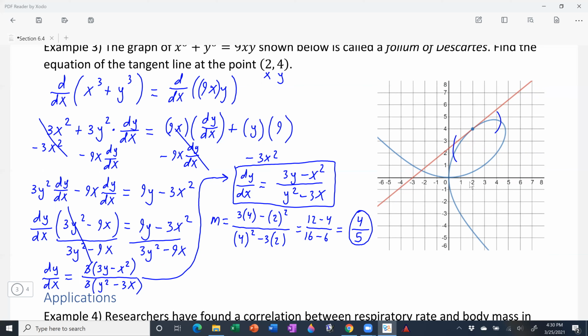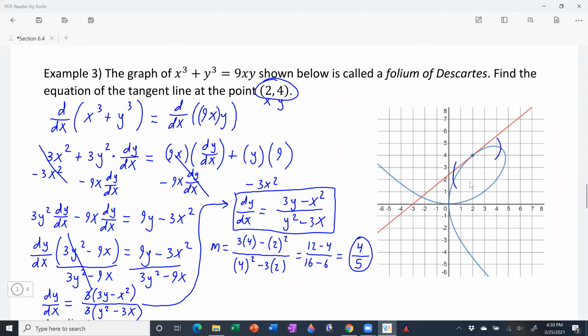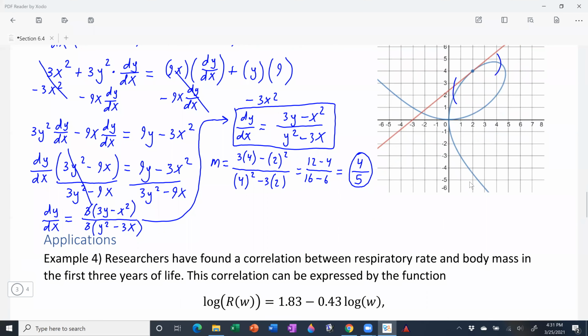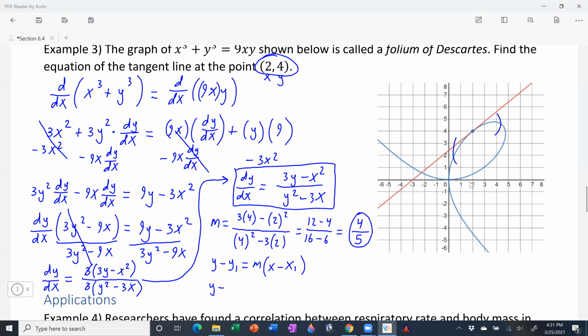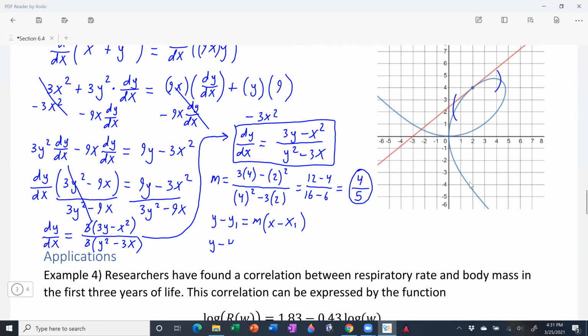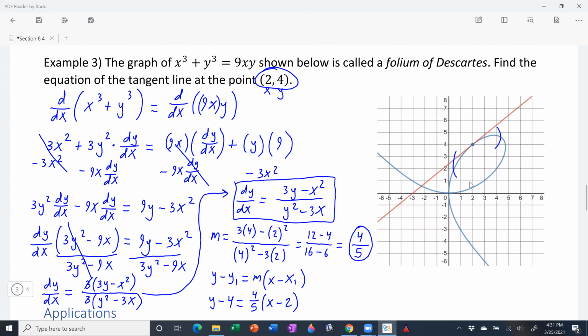Okay. And then the same process that we would do if we were trying to find the equation of any tangent line, or any line: remember you need a point and a slope. Well, we already have our point, and then we have our slope. So to find the equation of the tangent line, we've done this a lot in the past. Let's plug it into y minus y1 equals m times (x minus x1). So we've got y minus 4, the y1 from that point, equals 4/5 times (x minus 2), right? 2 from that point. Yep.